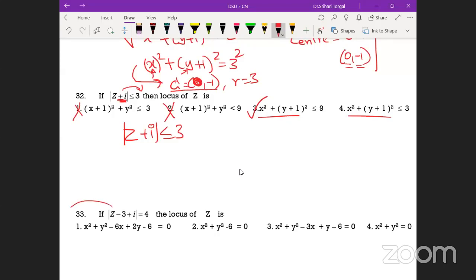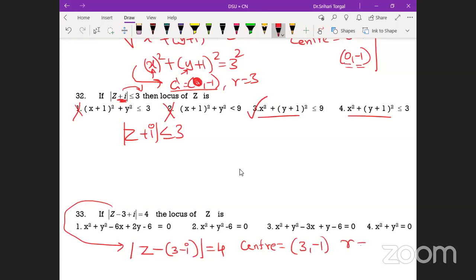See how you do this. Modulus of z minus, if you take the minus sign common, you will get 3 minus i. What is the center then? The center is (3, -1). The radius is 4. Okay.